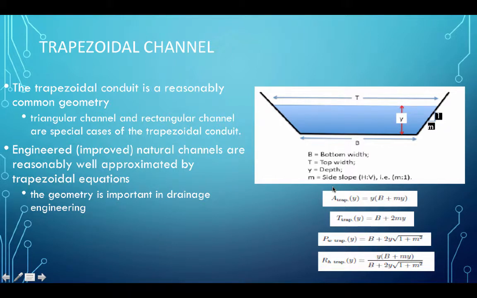Trapezoidal channel is also a relatively common geometry. Triangular channels and rectangular channels are special cases of trapezoidal conduits, so if you happen to have a tool that could do trapezoids, you by default can also do triangles and rectangles. Engineered or improved natural channels are pretty well approximated by trapezoidal channels, and the geometry is relatively important in drainage engineering.